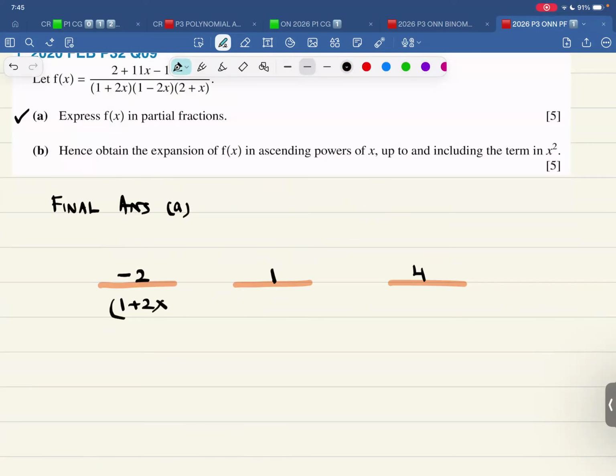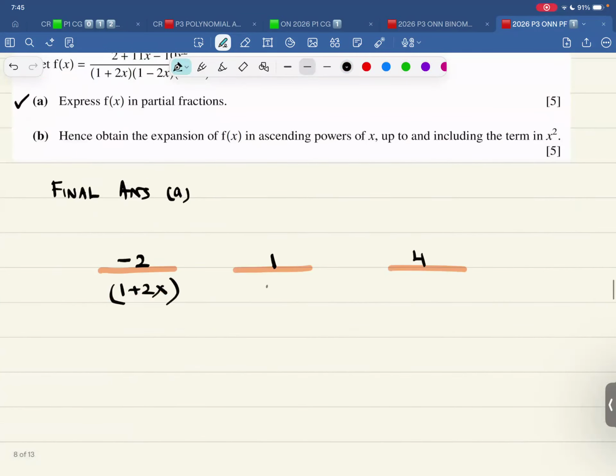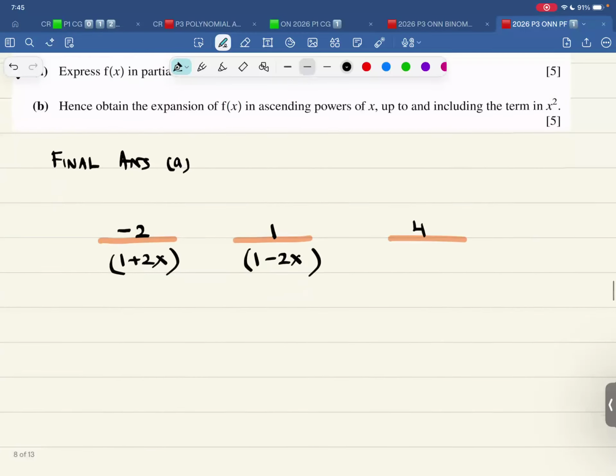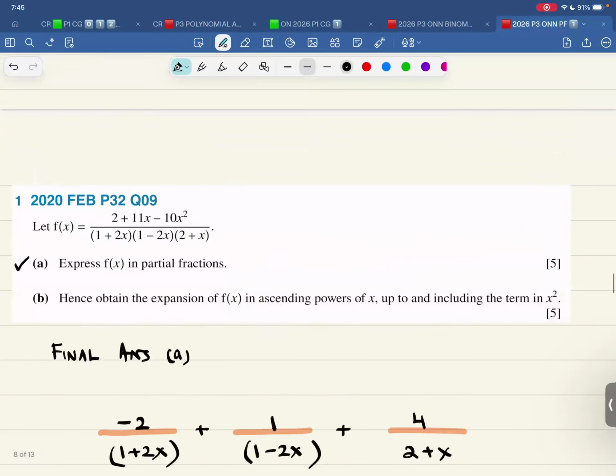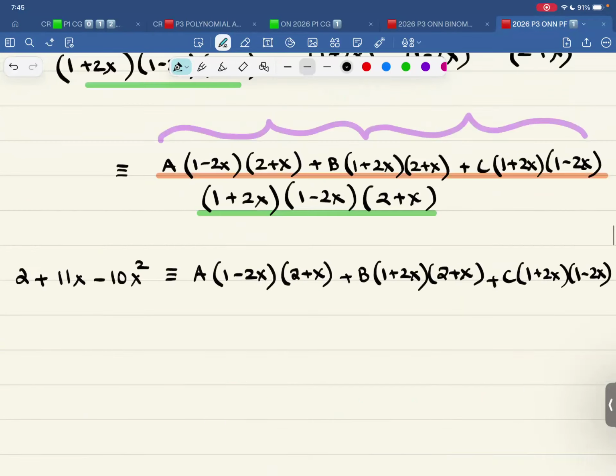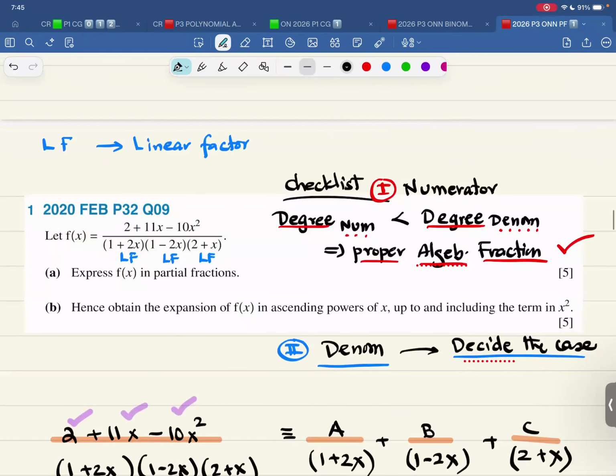And the denominator of 1 is 1 minus 2x. And the denominator of 4 is 2 plus x. That is the answer of partial fractions. That's how it's done and dusted. Just have a good look. This was still the first case.